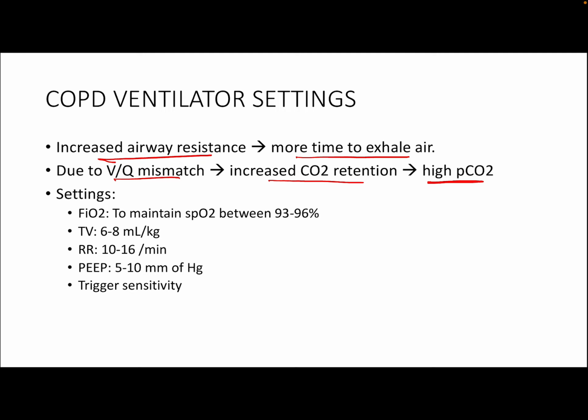And for settings, what are the settings that we choose for COPD? The first is FiO2. You have to maintain an SpO2 between 93 to 96%. So again, we should not increase FiO2 too much because that could result in exacerbation of hypercapnia. We keep a tidal volume of around 6 to 8 milliliter per kg, respiratory rate of 10 to 16 per minute, PEEP at 5 to 10 millimeter of mercury, and there is something called trigger sensitivity.